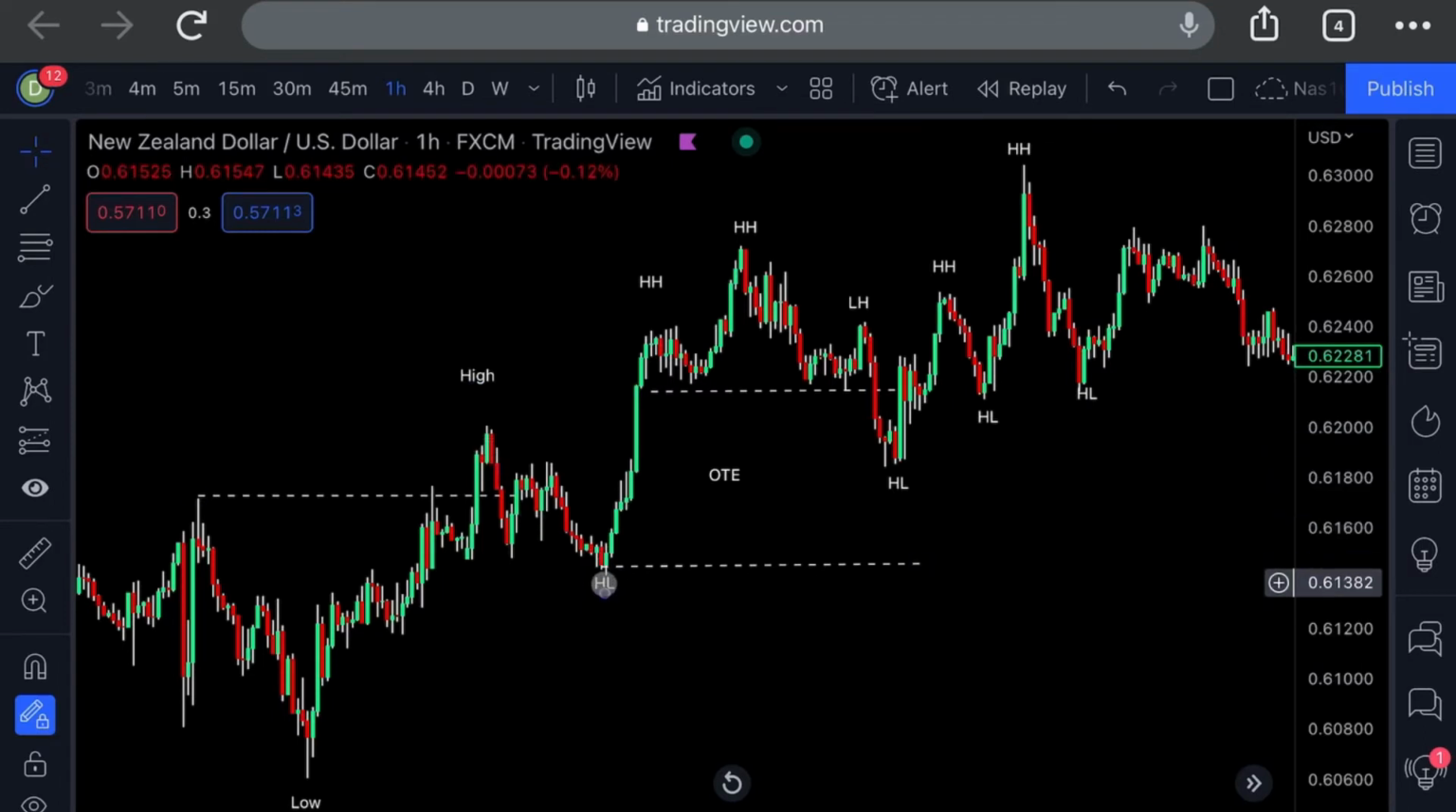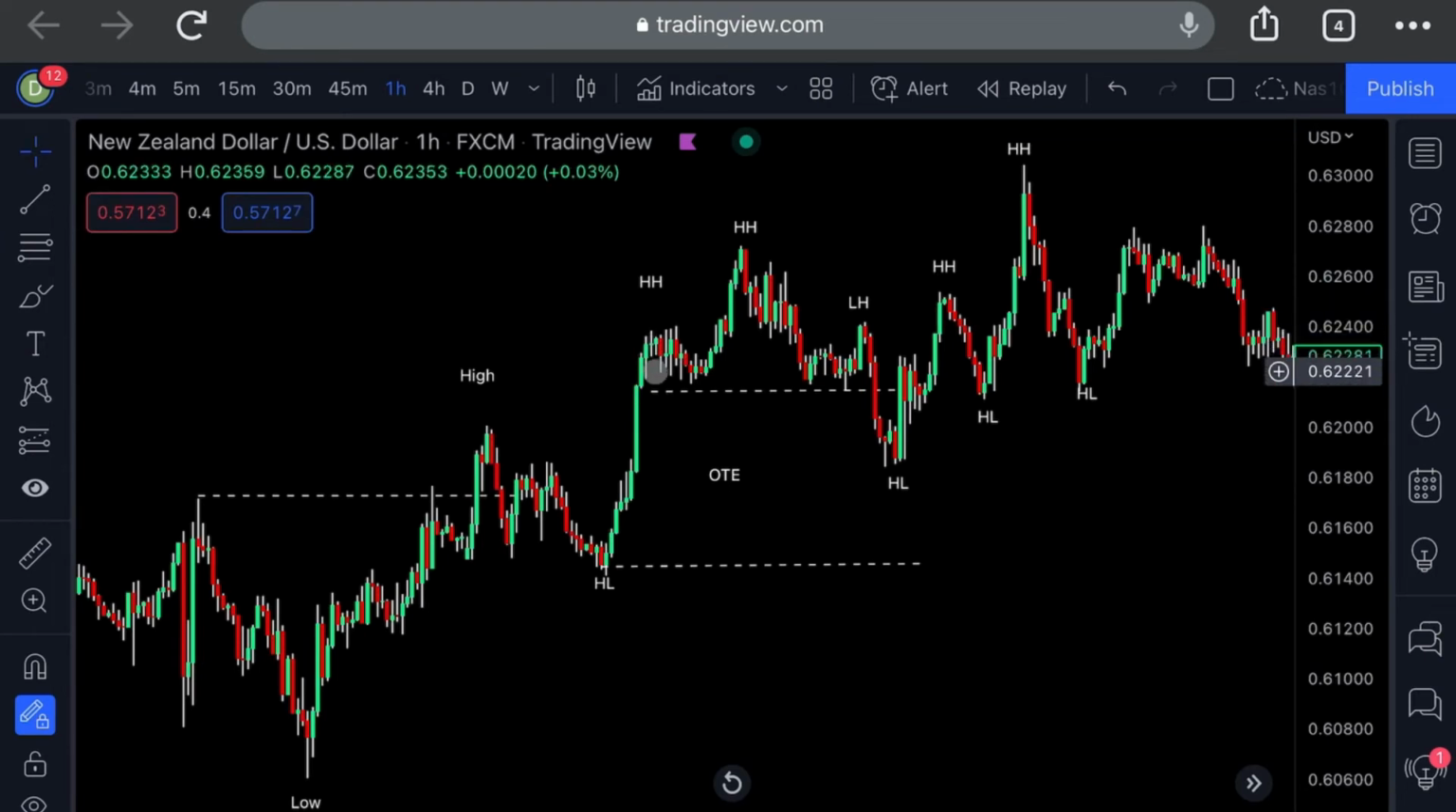This higher low failed to trade below this low, so now this is considered a higher low. Where do we go from there? Price then created a new leg, trading higher, creating a higher high. This high is higher than this high, which is considered a higher high.